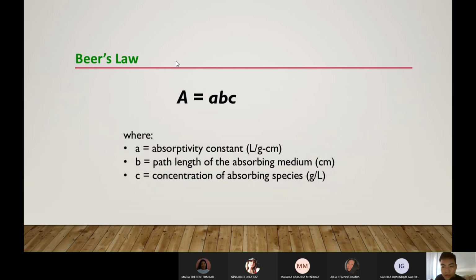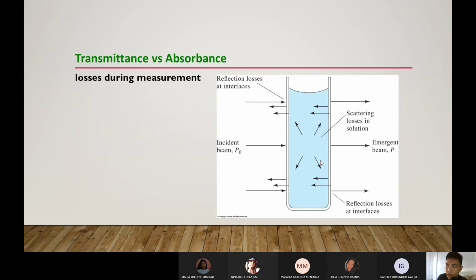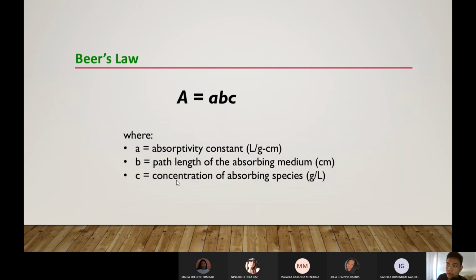According to Beer's law, if we know the absorbance of a compound, that's equal to A times B times C. So what are those? A refers to the absorptivity constant. Okay? So that's a constant. B is the length of the cell, the path length. And then C is the concentration of the substance.